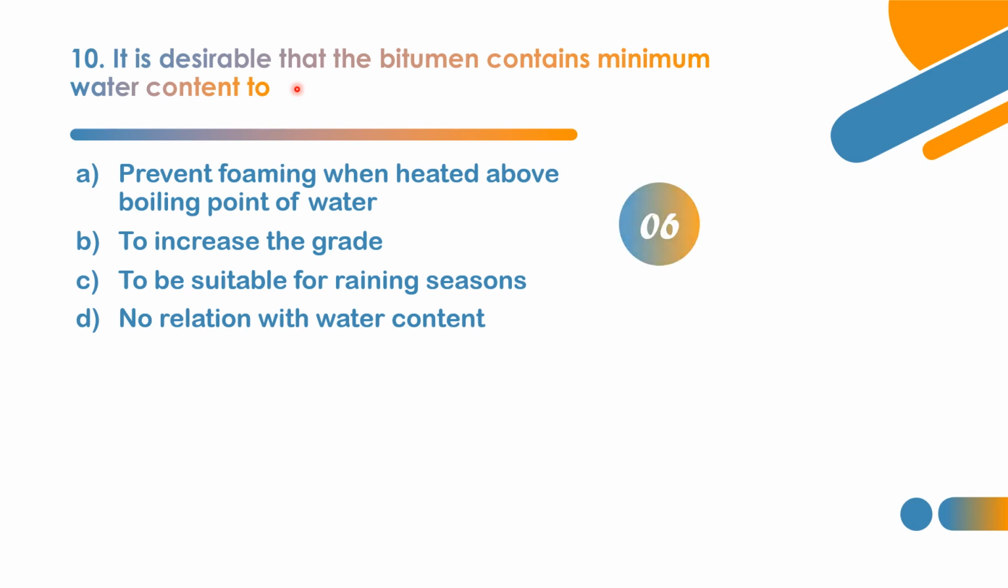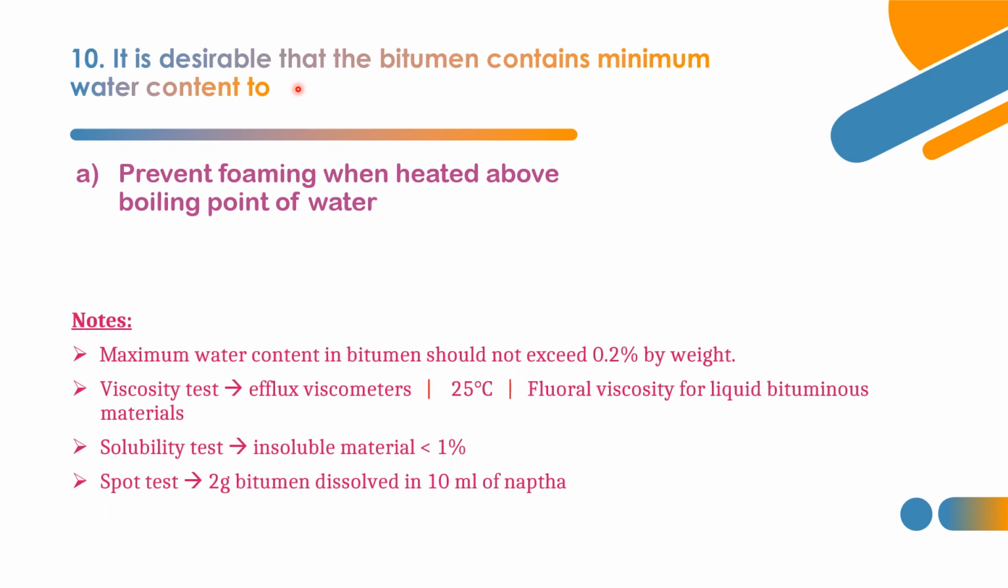What is the reason? Option A, to prevent foaming when heated above boiling point of water, or to increase the grade of the bitumen, or it should be made suitable for rainy seasons, or there is no relation with water content. What is the option? Option A, to prevent foaming when heated above the boiling point of water, there should be minimum water content in the bitumen. And what will be the maximum water content? It should not exceed 0.2% by weight.